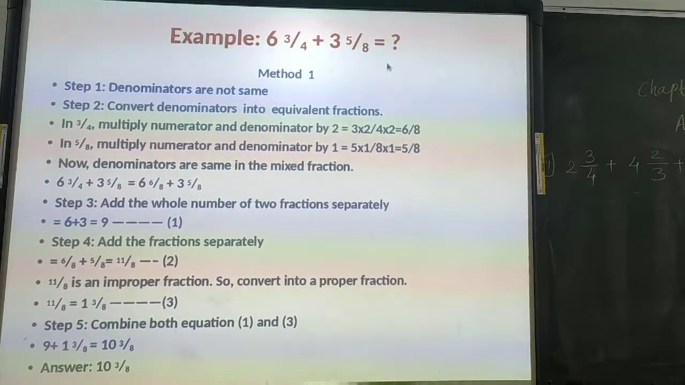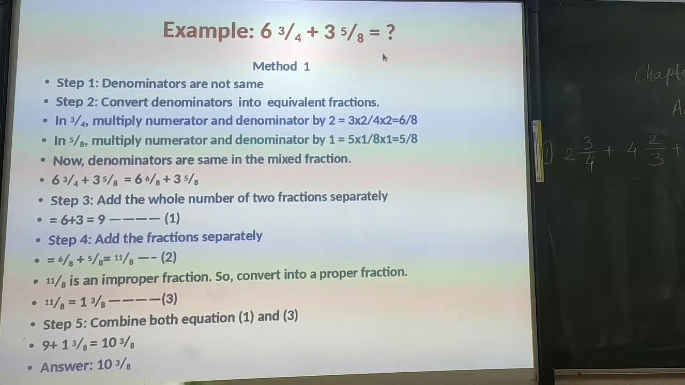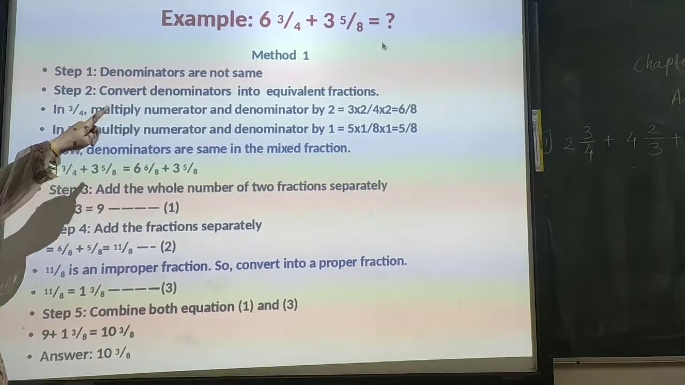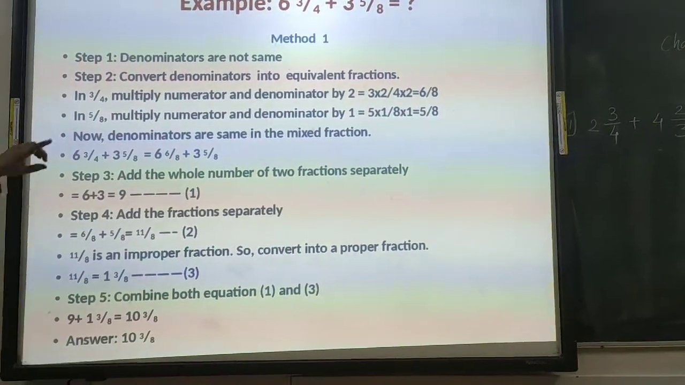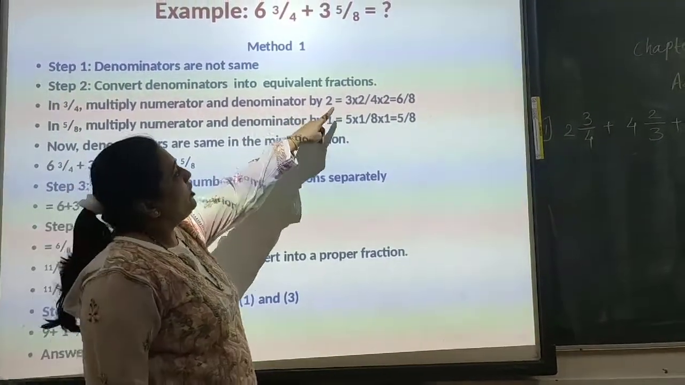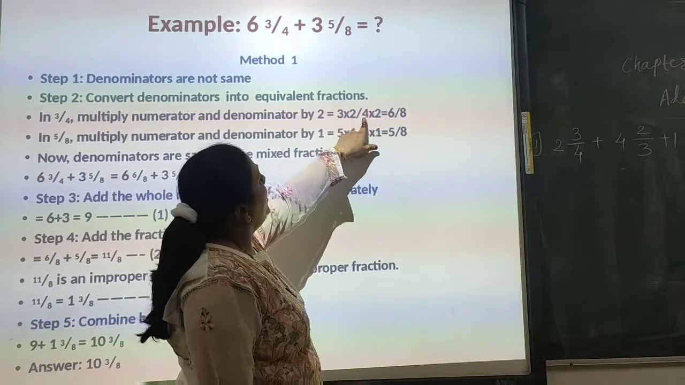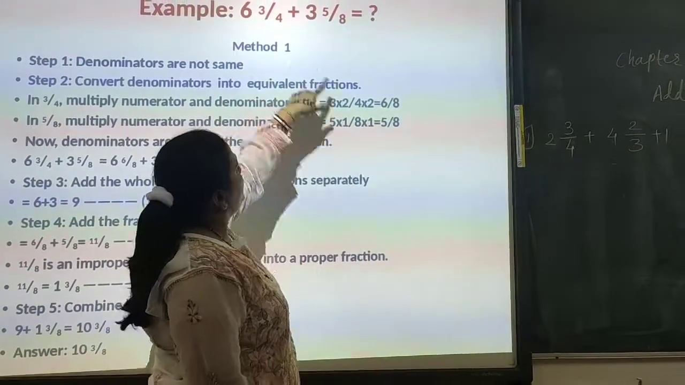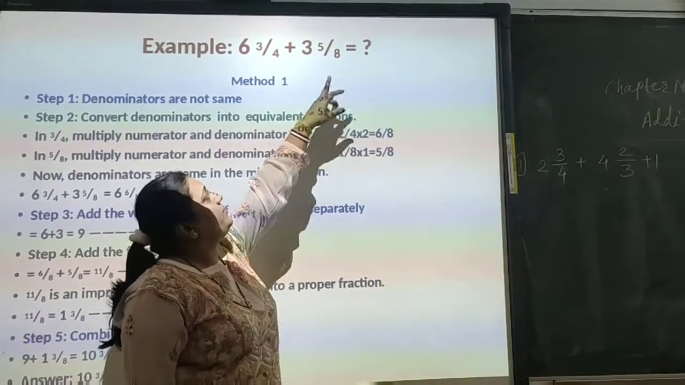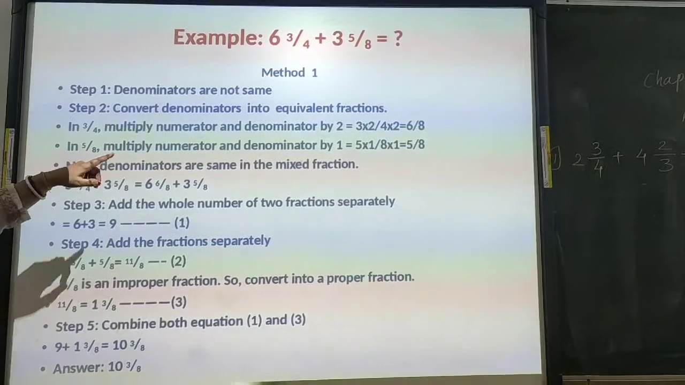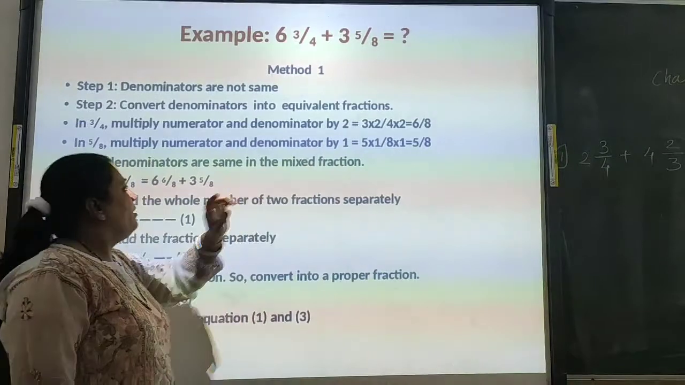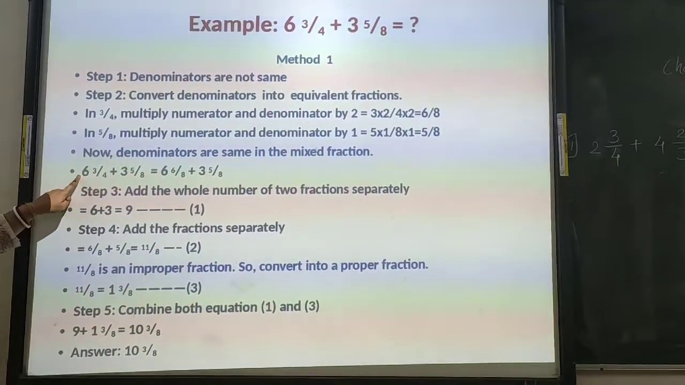6 3 by 4 plus 3 5 by 8. Okay children, now see here again the denominators are not the same. So what do we have to do? Convert the fractions into equivalent fractions. So for 3 by 4, multiply numerator and denominator by 2. Then what will we get? 3 into 2 and 4 into 2 is 8. So 3 twos are 6, 4 twos are 8. Here the denominator is 8, so easily we can convert it into 8. And the next fraction 5 by 8 we will keep as it is, so we are multiplying by 1. Now the denominators are the same.